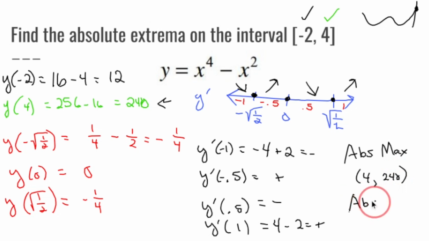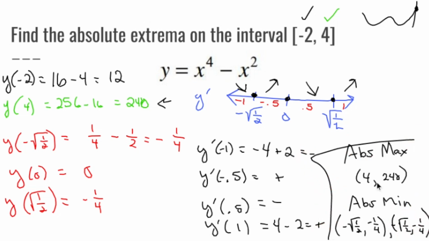And I have 2 absolute minimums. My absolute minimums are going to be the points negative square root of a half, negative a quarter, and positive square root of a half, negative a quarter. Whew, gross. Didn't like it. But it's done, and it's done correctly.